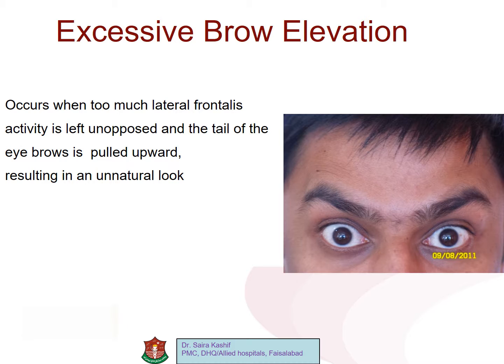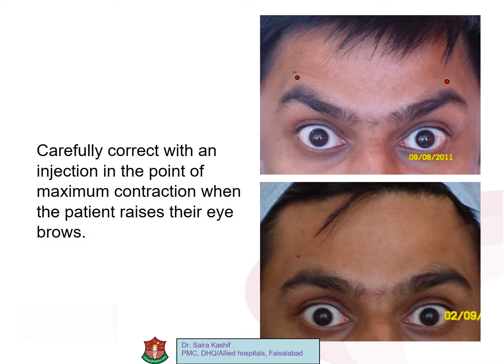When you inject more in the medial part and avoid the lateral injection, the lateral part of the frontalis will continue to contract and there will be excessive brow elevation. But this can be corrected with a small dose of the botulinum toxin.